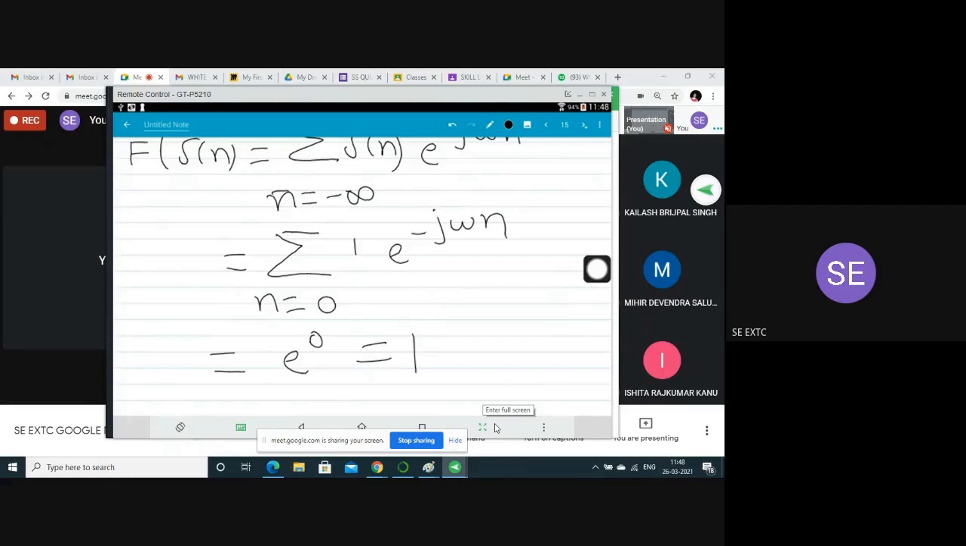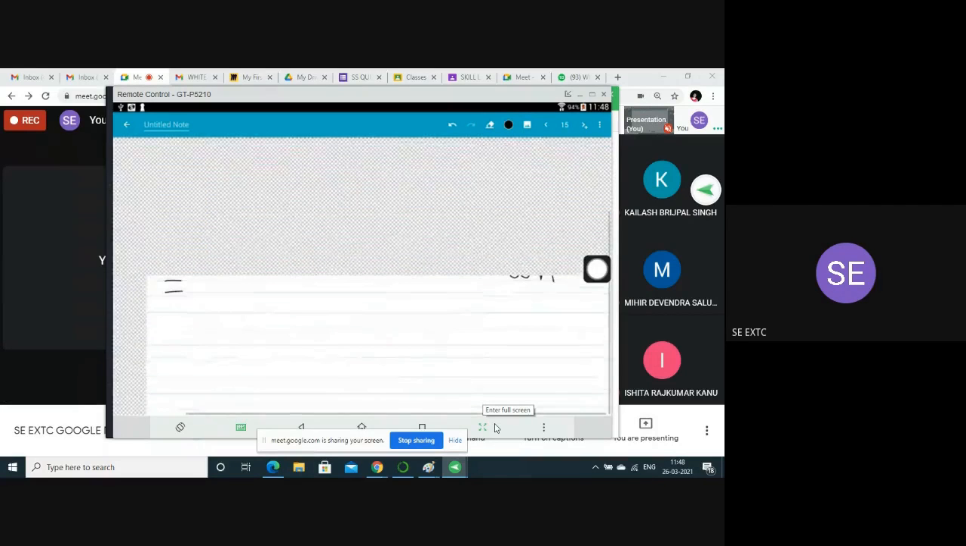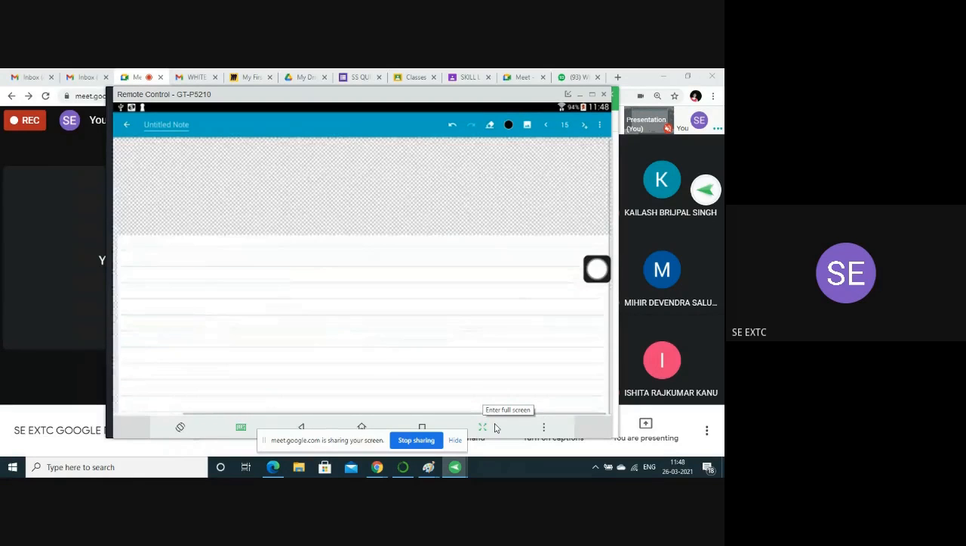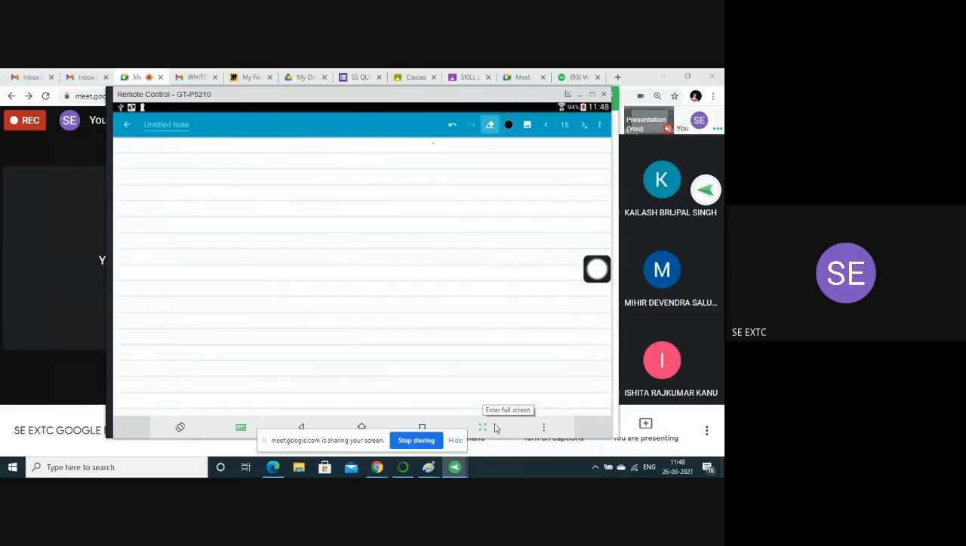Now find the DTFT of the unit step signal. Now we are taking the next example, that is, find the DTFT of the unit step signal. Now see, first of all you have to represent this unit step signal.